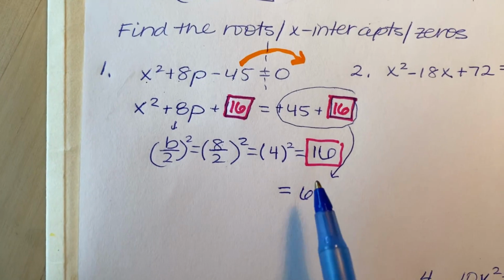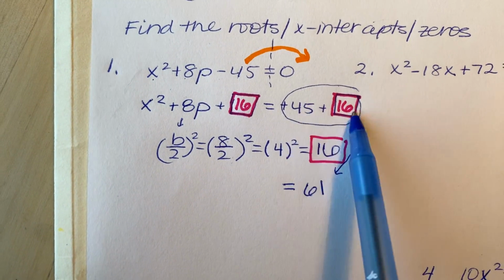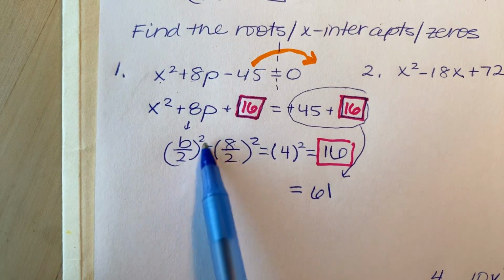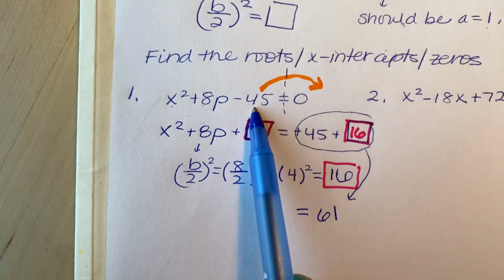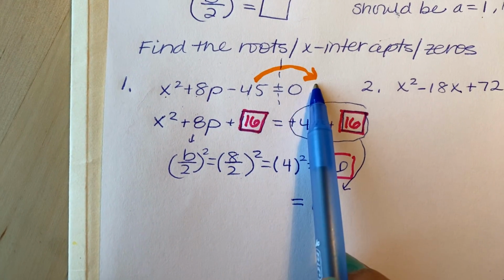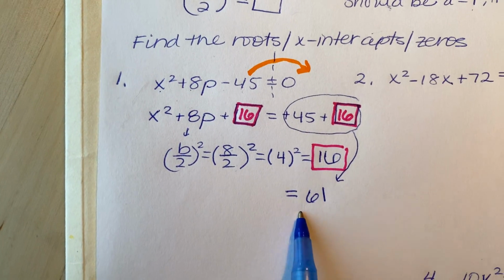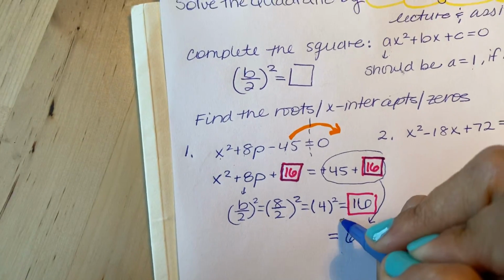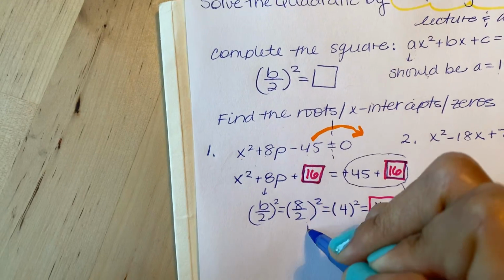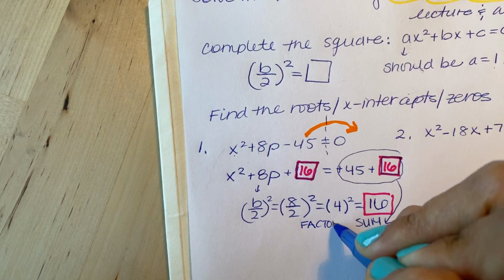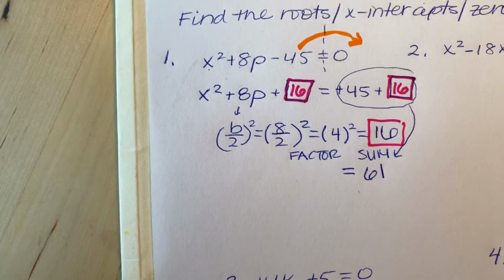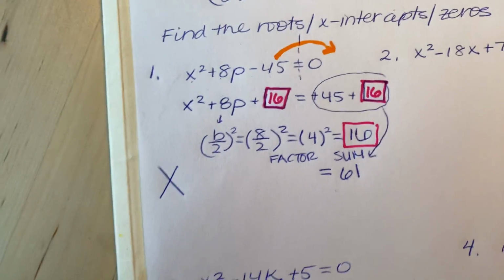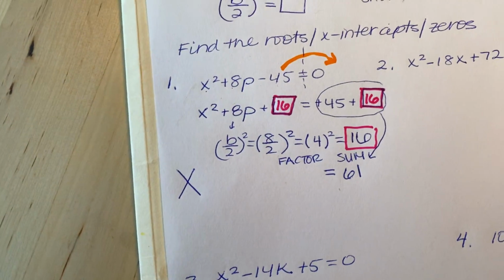Okay, so where did the 61 come from? I summed up the 45 and the 16. The 16 came from the completion of b over 2 squared. The 45 came from this constant that inverse operated over the equal sign. Okay, so that's 61. That's my summation. I need to factor this side, right? So I sum the right, but I'm going to factor the left. Okay, you're absolutely welcome to do your magics to complete the magic X, but then I'm going to show you the shortcut. My fingers are getting tired from holding it.